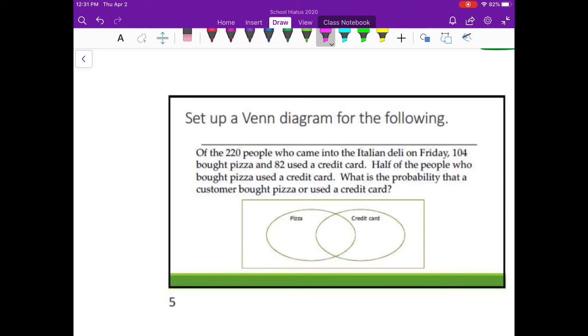We have the same given information for the scenario from the previous problem, and the first thing we want to do is label our two events that are represented by the two circles. In this case, they are labeled for us, but when we're labeling them ourselves, we want to identify the two types of data that are overlapping. In this case, it's people who bought pizza and used a credit card, and half of the people who bought pizza used a credit card, so that number will go right here in the middle.